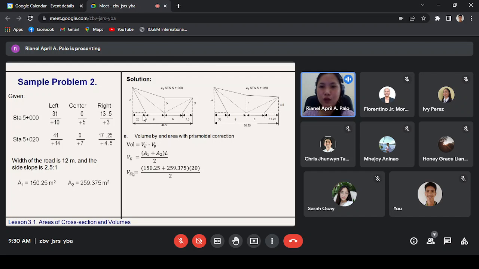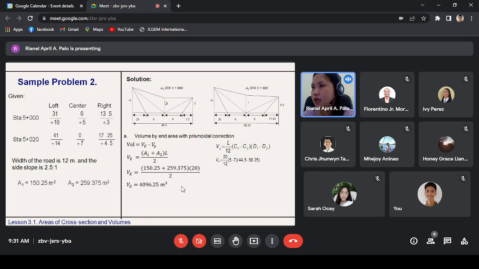So ang atong volume, using the end area method, is equals to 4,096.25, ma'am. Okay. So correct. That is our volume, 4,096.25 cubic meters. Then for the prismoidal correction, again, we have this formula. So, ato lang siya i-substitute. So, ang atong distance between two stations is 20, then over 12, constant.